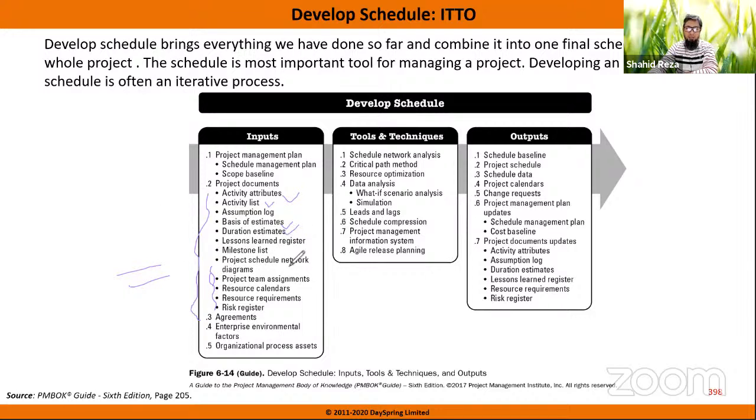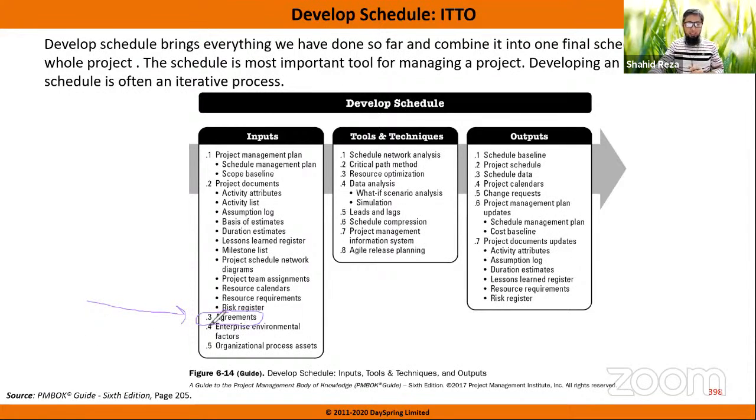So you see activity attributes, activity list, basis of estimate, duration estimates, all we have got from earlier processes of this knowledge area. Milestone list, schedule network diagram, we have got from the sequence activities process, and this for our resource calendars from the resource chapter. And another new input here we are getting, that is agreements. That means if you have some agreement with your vendors or suppliers, you have to include their schedule also with your total project schedule, because they are also an integral part of the project.